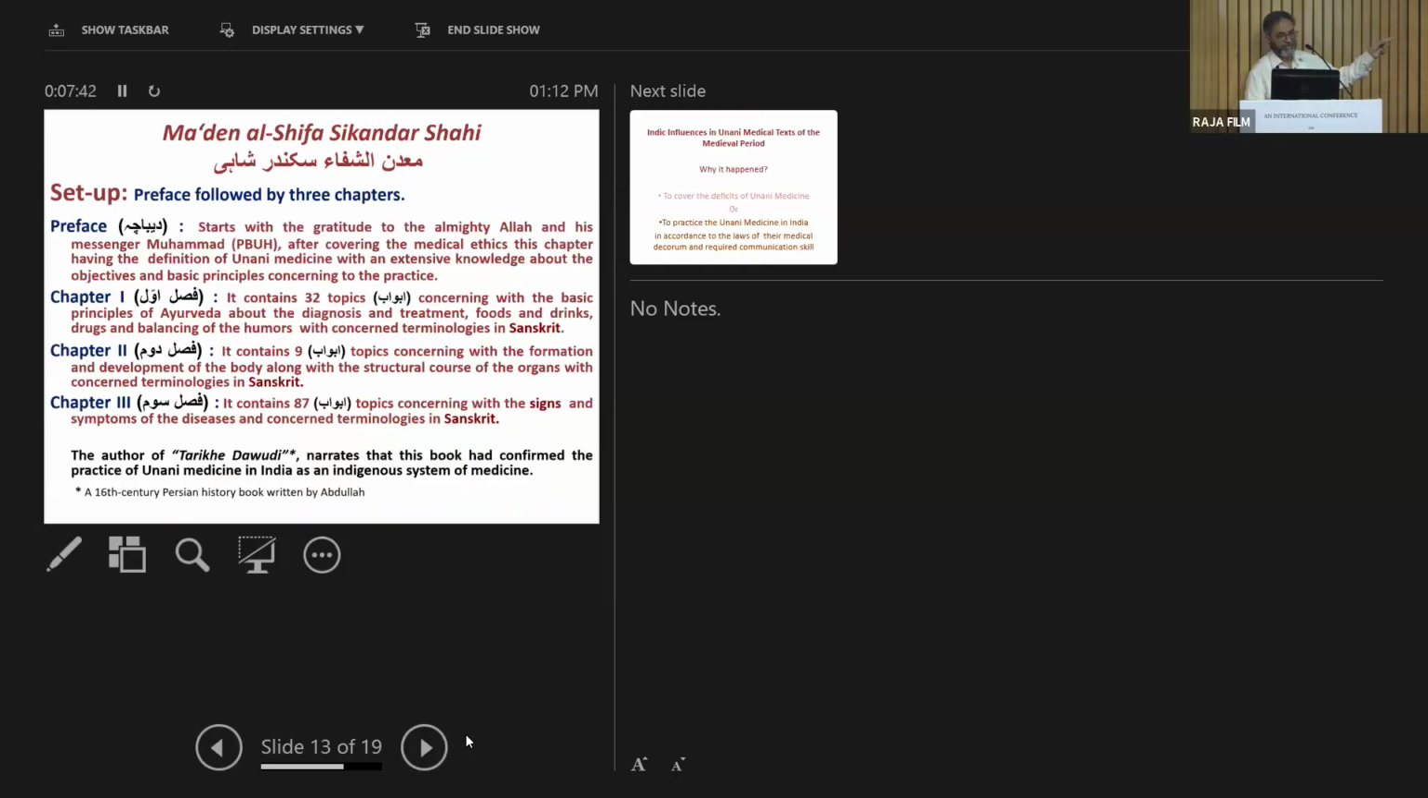Now, what is the setup of the book? It is very important. It starts with gratitude to the Almighty Allah and His Messenger Muhammad, peace be upon him. After covering medical ethics, this chapter has the definition of Unani medicine with extensive knowledge about the objectives and basic principles concerning the practice. The second chapter contains 32 topics concerning the basic principles of Ayurveda about diagnosis and treatment, foods and drinks, drugs and balancing of the humors, with terminologies in Sanskrit. From here, the terminology starts in Sanskrit.